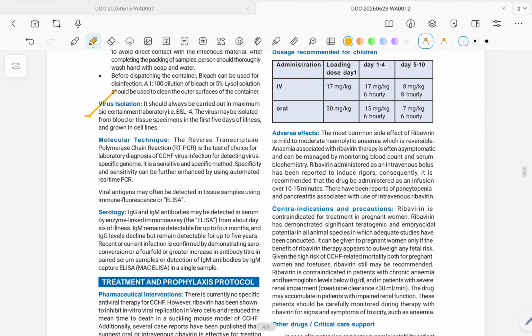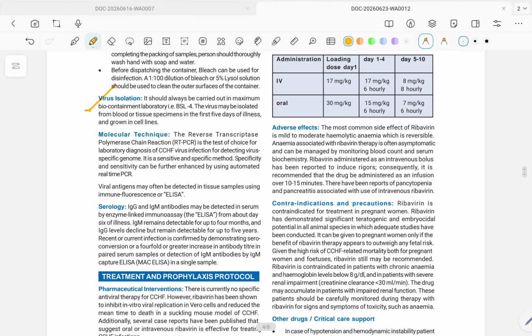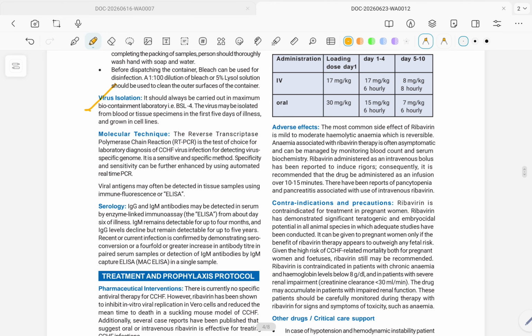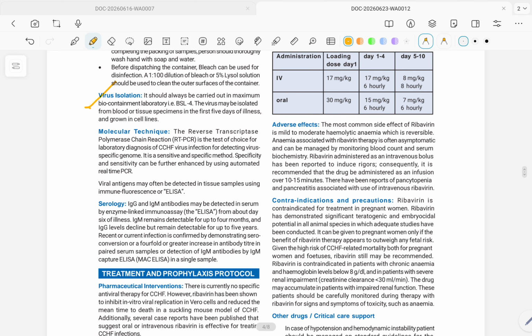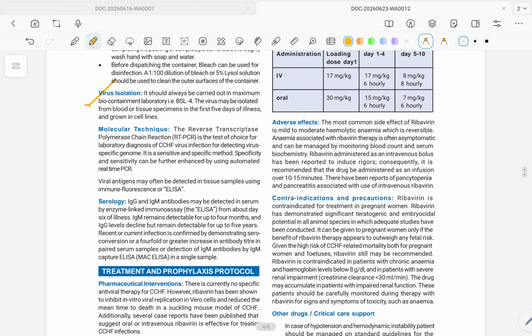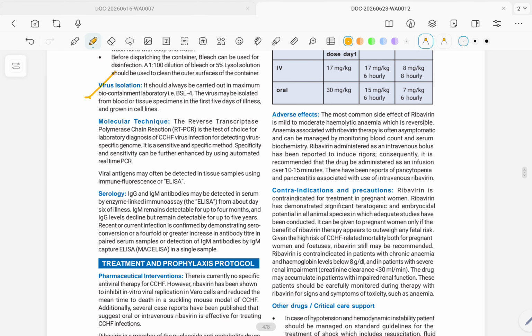Virus isolation. It should always be carried out in the maximum biocontainment laboratory, BSL-4. The virus may be isolated from blood or tissue specimen in the first 5 days of illness and grown in cell line.